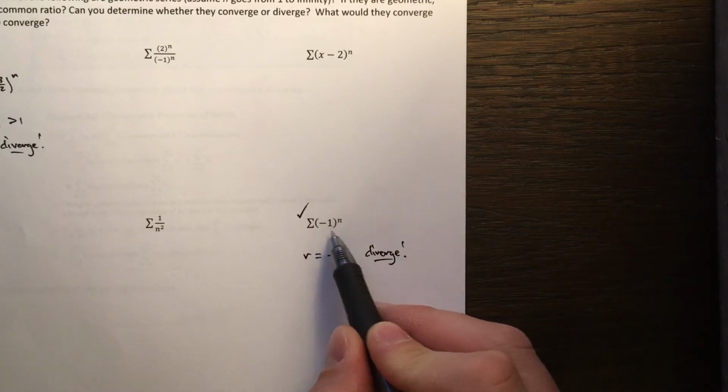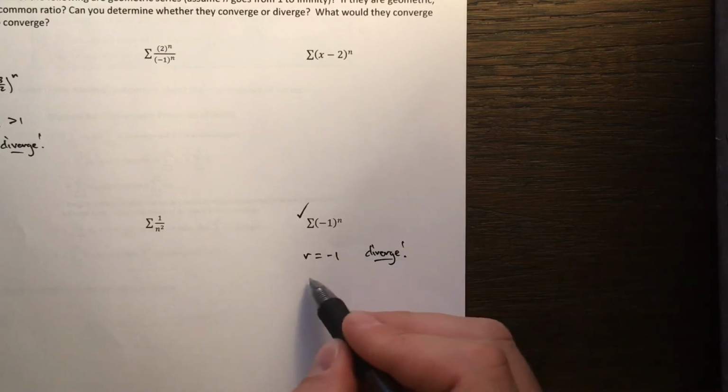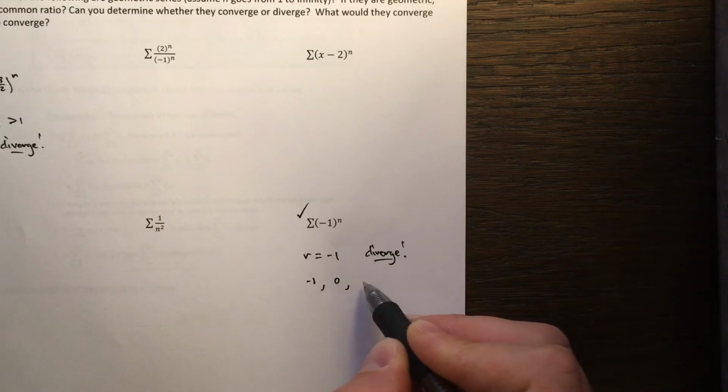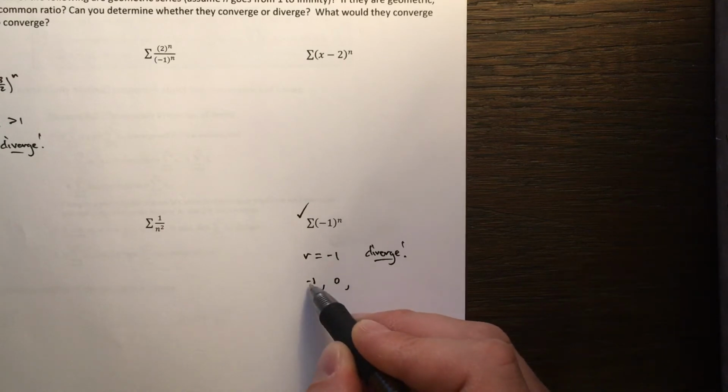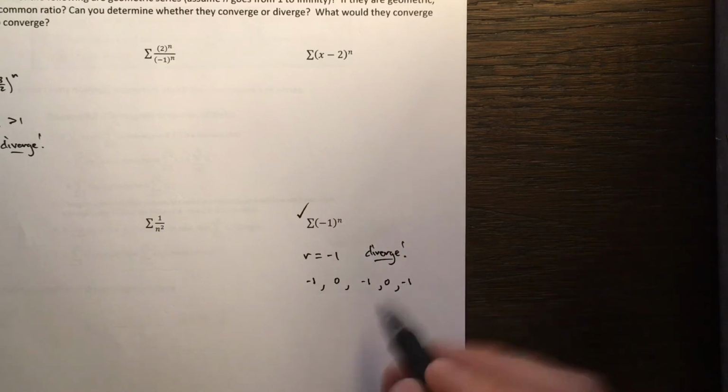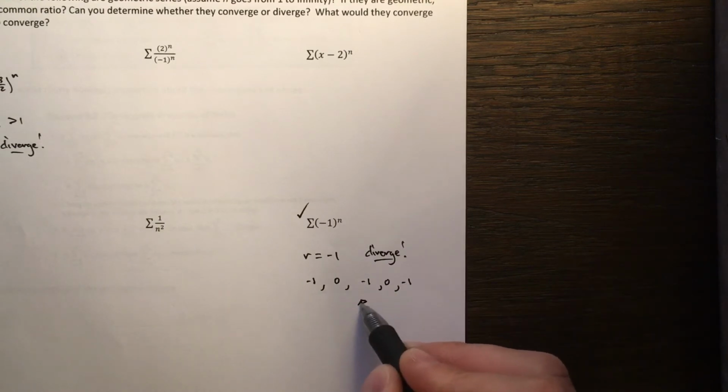unfortunately, if we look at the partial sums, we would have -1, then we would have 0, because it would be -1, then -1 plus 1, then we'd have -1 again, then we'd have 0, then we'd have -1. So this is not converging to some number.